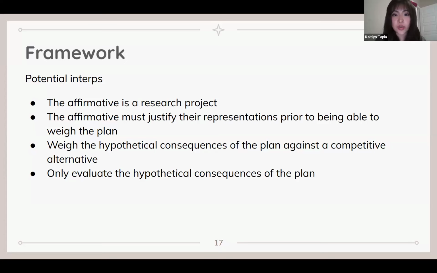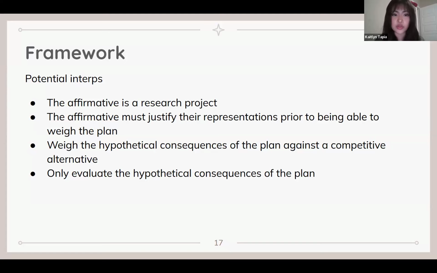The second interp is that the affirmative must justify their representations prior to being able to weigh their plan. This is the interpretation that I personally read most often. Some people don't like it, but it seems to have worked for me just fine. It basically just means that the AFF has to justify the links or explain why it is valuable to evaluate the affirmative before they get to weigh the plan, right?